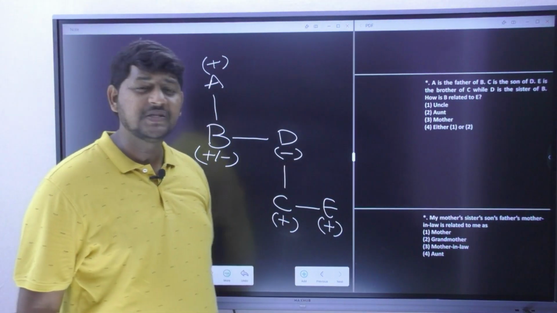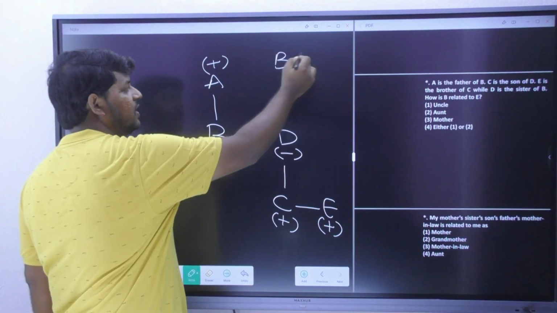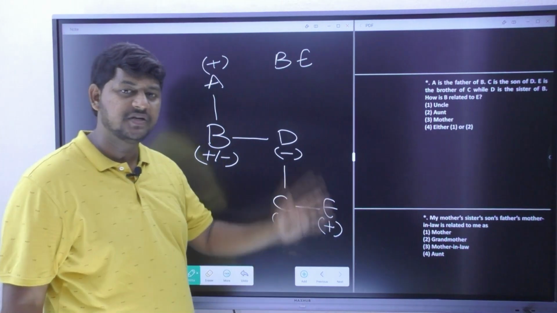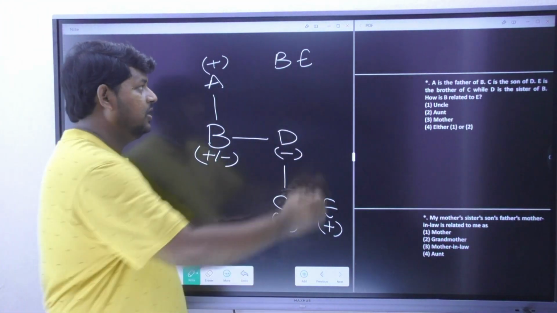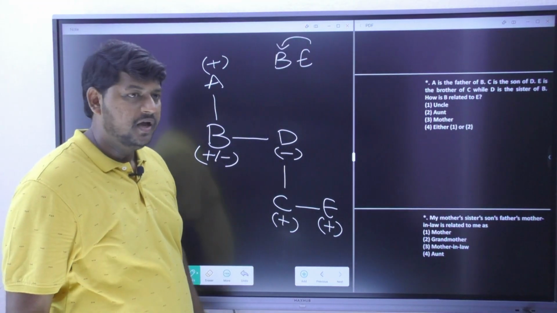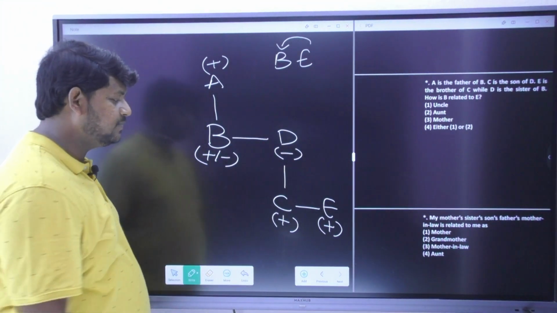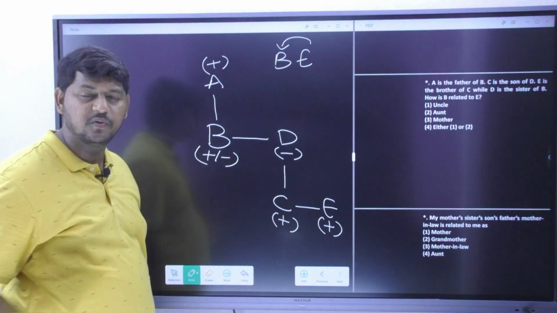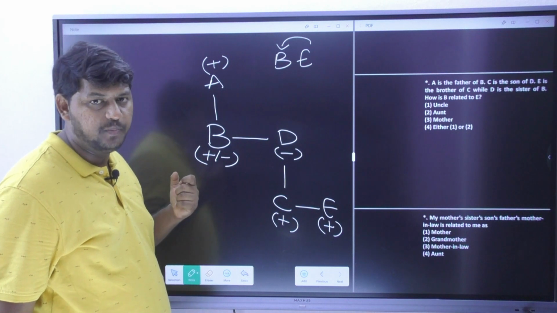Now, how is B related to E? One important information you always should consider. You should always understand this information from your left side person's point of view or right side person's point of view. It is right side person's point of view. Am I correct? B to E or E to B? It is always from E's point of view. Now please observe here, E is going to call B as what? You do not have any gender confirmation regarding B.